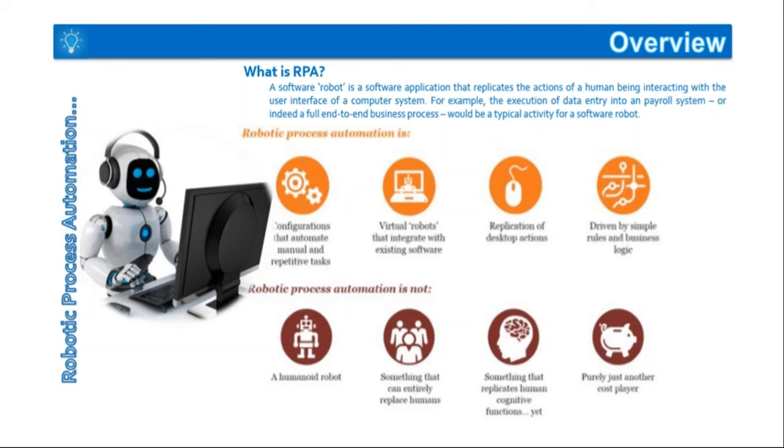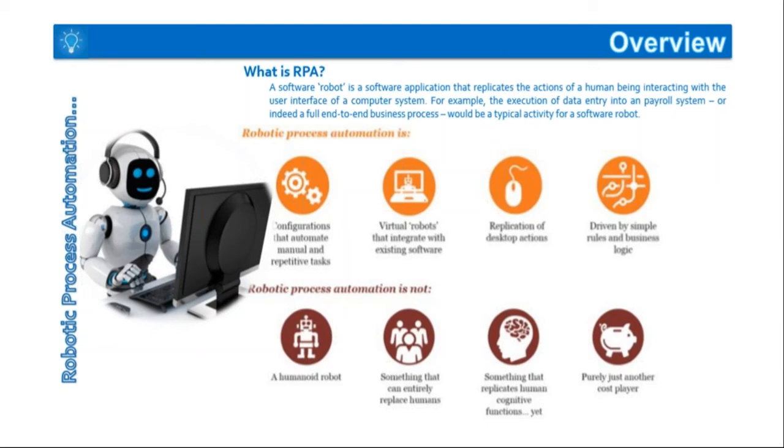So this is simply nothing but replication of your desktop application. Not only the desktop application, but also web applications, where we can replicate and automate the process. Robotic process automation is driven by simple rules and business logic. If you have any simple rule-based application where the end users are performing repeatedly, I'm going to replace them with my bots and perform the operation. That is basically what robotic process automation is.